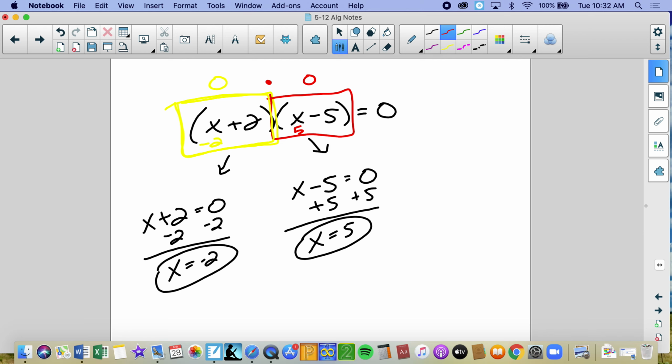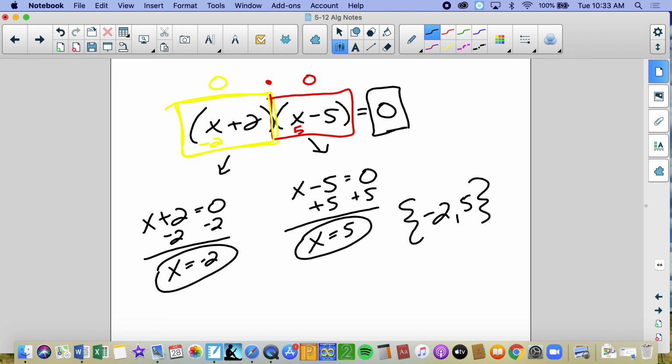So we have to find both instances. When does the left box equal 0 and when does the right box equal 0? If we can get one of those equaling 0, we know that this equation would be true. And this only works when that product on the left is equal to 0. So we always have to make sure that the equation is equal to 0 so we can utilize the zero property. So when x is negative 2 or x is 5 are the solutions.